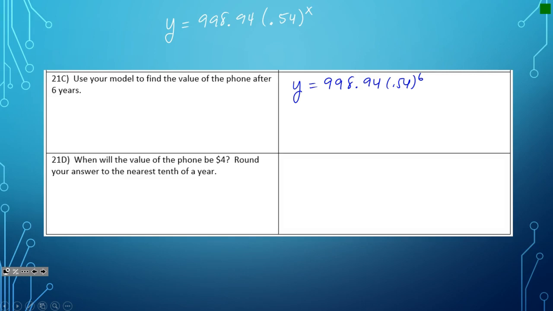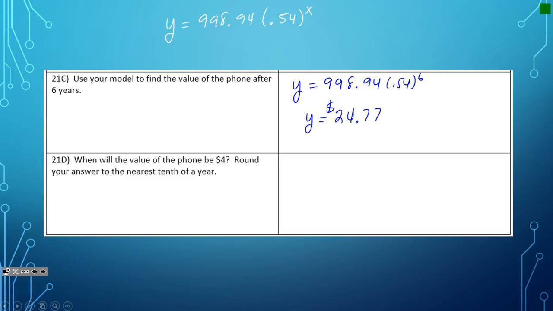And when you do that, it gives you 24.7686. So we're talking about the value, so that's money. So for my final answer, I'm going to round to 2 decimal places. 24.77, and that would be dollars. So that's after 6 years, your phone would be worth $24.77.